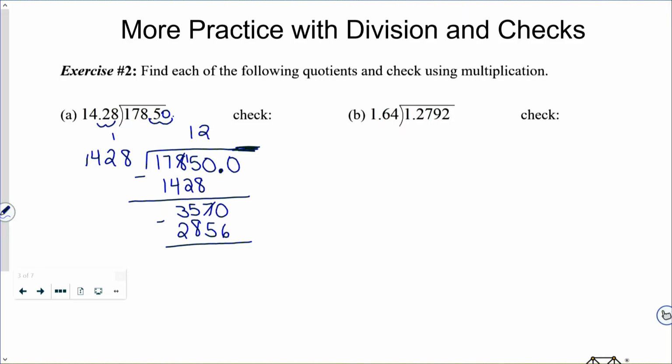Subtract. Got to do a little bit of borrowing here. 10 minus 6 is 4, 6 minus 5 is 1, 15 minus 8 is 7. I have 7140. All right, this is probably the hardest part.